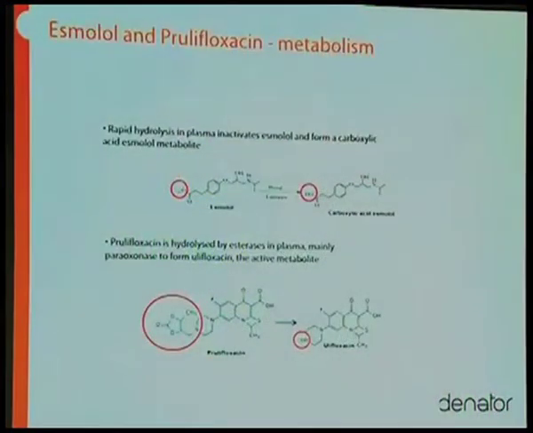Here are some of the examples. This drug, esmolol, is given as a prodrug, and esterases in the blood convert this into the active form. And this is the form it's converted to.